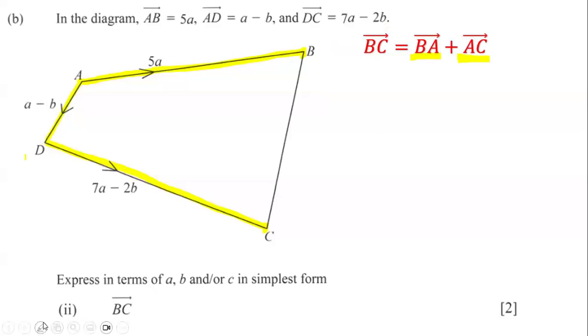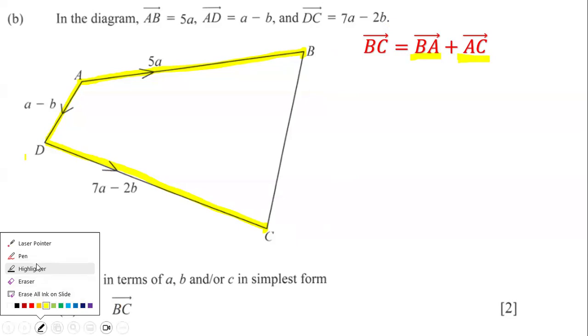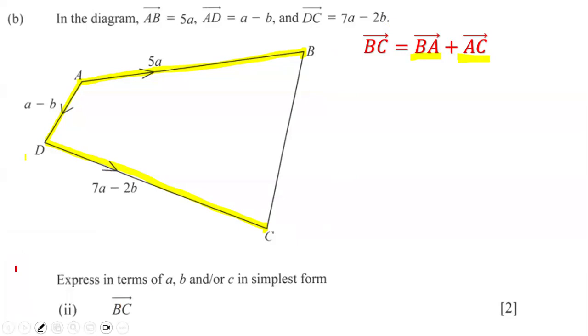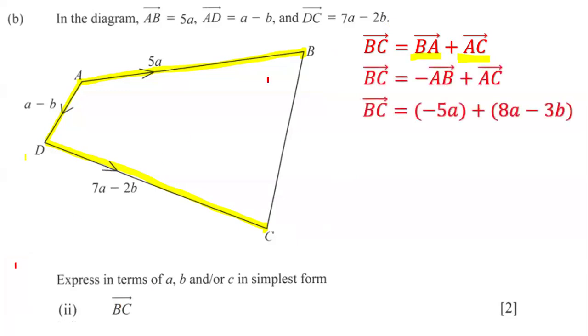But what is BA? If we notice carefully, BA is going in the opposite direction of AB. That's why we have this negative sign, because BA goes in the opposite direction of AB. Now, what is AB? Well, AB is 5a, if we're going in this direction.